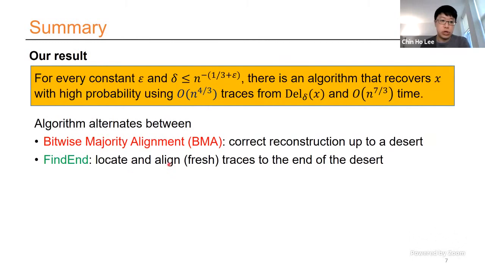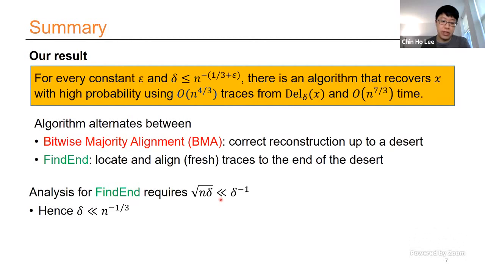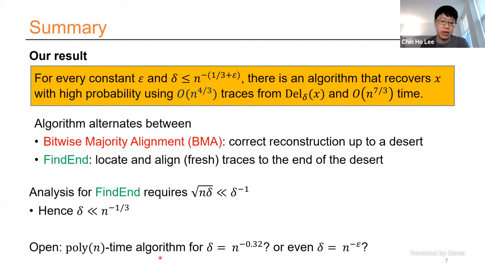One bottleneck is that our analysis for find-end requires this √(nδ) to be less than 1/(δ). Now, if you work out this inequality, you will notice delta is at most 1/n^(1/3). And this is the reason why our algorithm only works for 1/n^(1/3+epsilon). So a natural open question is whether you can use this kind of approach to give an efficient algorithm for a deletion rate of, say, 1/n^0.32, or more generally, whether it works for, say, 1/n^epsilon for any constant epsilon. So this is all I wanted to say about this work.